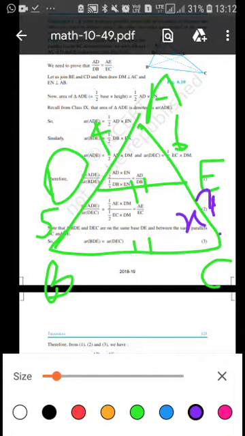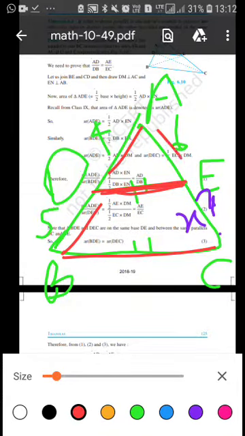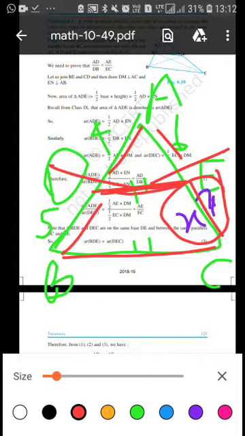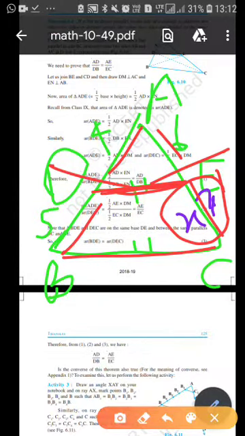In order to solve this question, we will understand that Thales theorem says that if a line is parallel to another side of a triangle, then this line divides the non-parallel sides in the same ratio. It means 4 by 5 is equal to 6 by, let's say x, 6 by x. Let's solve this question.